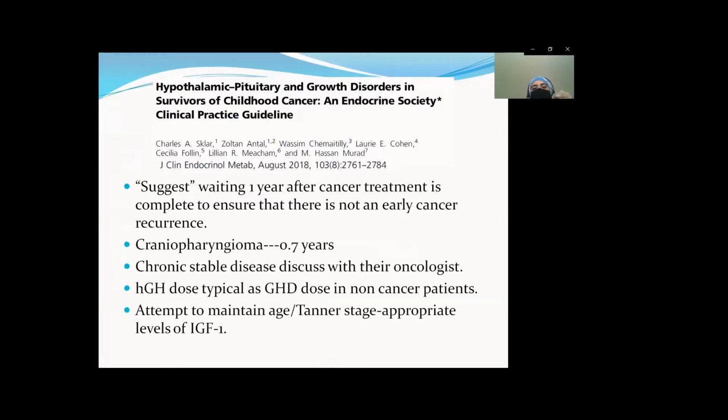So when should you start treatment? I think that's the golden question, and there is no scientific answer to that. In 2018, the Endocrine Society came up with a recommendation, and they suggested waiting 1 year after being disease-free to ensure that there is no early recurrence. A lot of centers don't wait that long for craniopharyngioma, and it is usually started on growth hormone within a year of diagnosis or within a year of surgery or whatever their treatment modality was. The doses of growth hormone are typical, as you would use in a child who doesn't have a history of cancer. And for people who use IGF-1 to titrate their treatment, the IGF-1 should be maintained within an age and Tanner stage appropriate level.